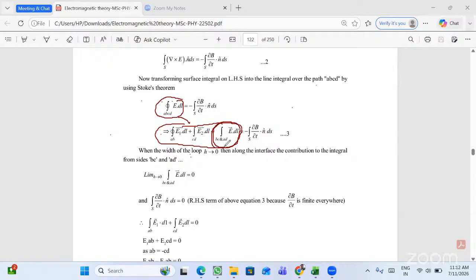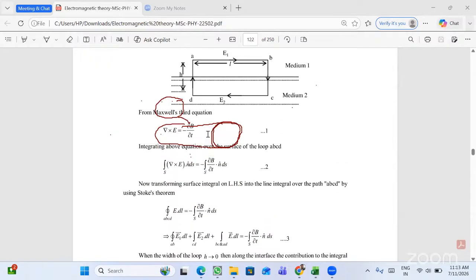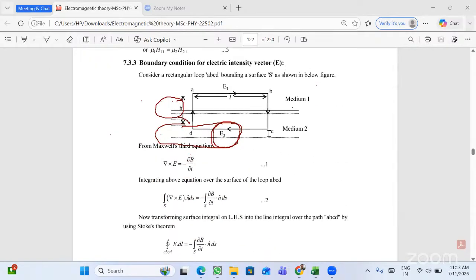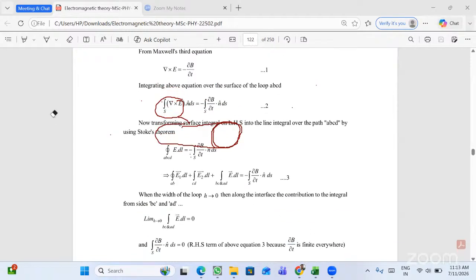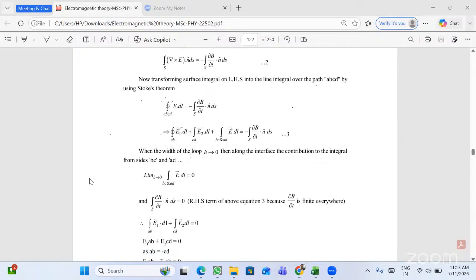Why have we written it by combining BC and AD? Because they are in both mediums. You see this BC and AD. BC is present in medium 1 and medium 2, and AD is also present in medium 1 and medium 2. Whereas AB and CD are present separately in medium 1 and medium 2, BC and AD are present in both the mediums. So we have written this by combining these two.